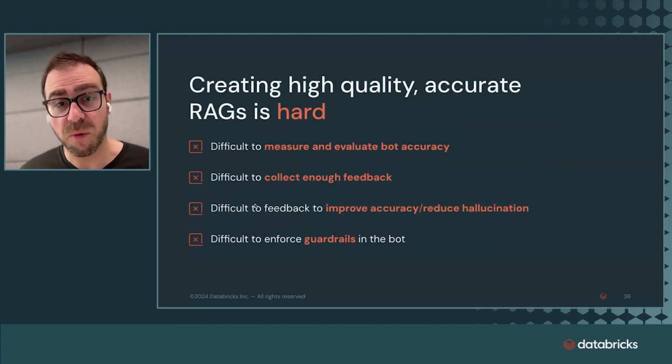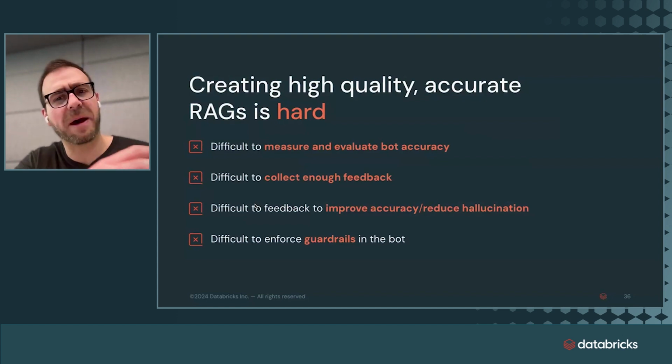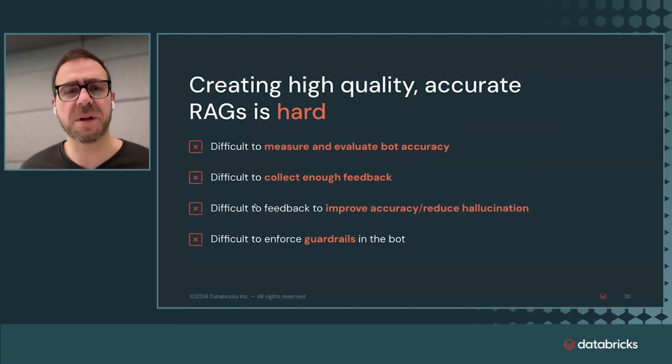Why is it hard? Well, first, folks are unsure what are the right ways to measure and evaluate bot accuracy. They're unsure how to get enough human feedback to understand if their bot is answering correctly or not. Third, it's difficult for them to use the feedback to actually improve the accuracy of the bot and have fast loops to reduce its hallucination. Finally, once you have a quality bot, how do you make sure that it doesn't accidentally go unhinged and talk about a competitor or say a bad word to one of your customers? How do you put guardrails in place?